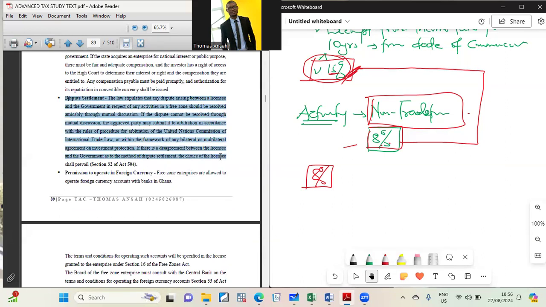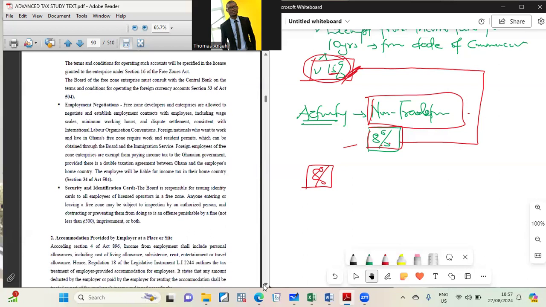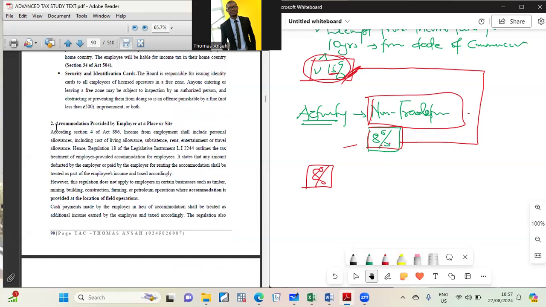In dispute resolution too, you are allowed to use arbitration under the United Nations Commission on International Trade Law. These are the advantages that you can have without having fear. You have security, you have identity cards. So basically, one place you can invest in, a location incentive, is free zone. You need to conceptualize this and keep it in you, because it's not something you can afford to forget.